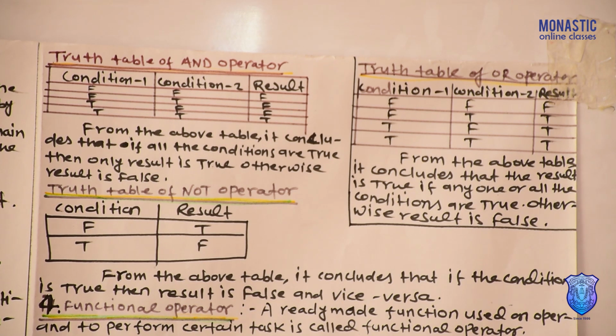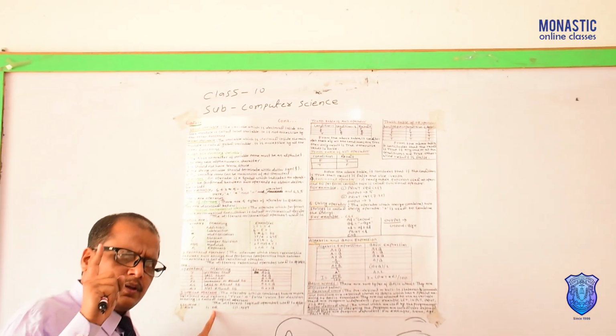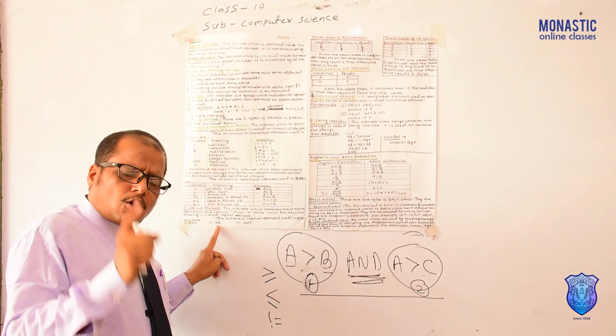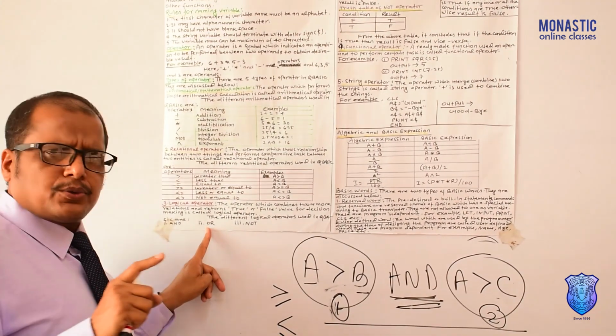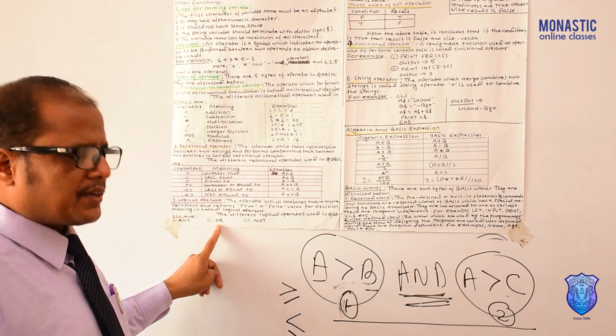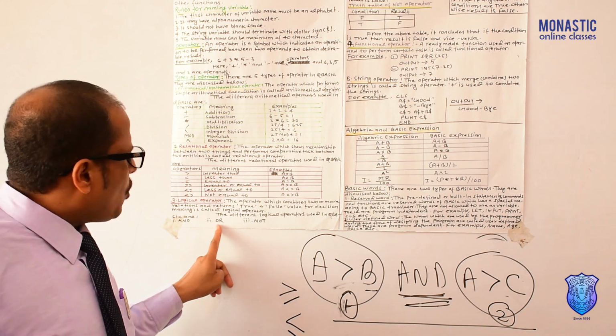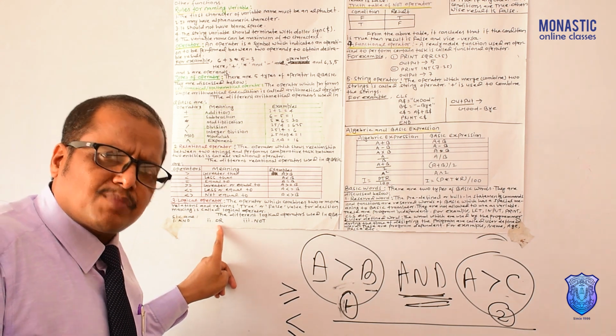Now move to another operator, OR. In the case of OR, there are two or more conditions and only one result. If any one or all the given conditions are true, then the result is true, otherwise the result is false. That is, the result is false only if all the given conditions are false.